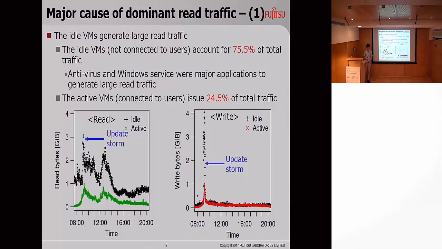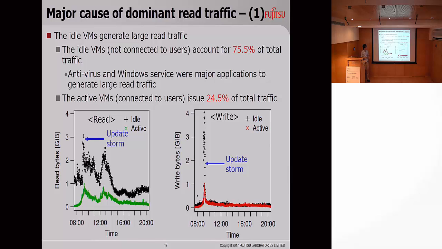Next, I'd like to talk about the major cause of dominant read traffic. Please look at these graphs. In these graphs, the x-axis is time and the y-axis is bytes. In the morning, as I mentioned, there was an update storm. We separated 2 types of traffic from idle VMs and active VMs. The black color indicates idle VMs. The idle VMs account for approximately 76% of the total traffic.